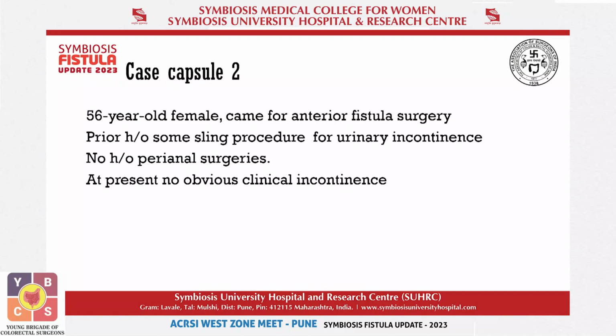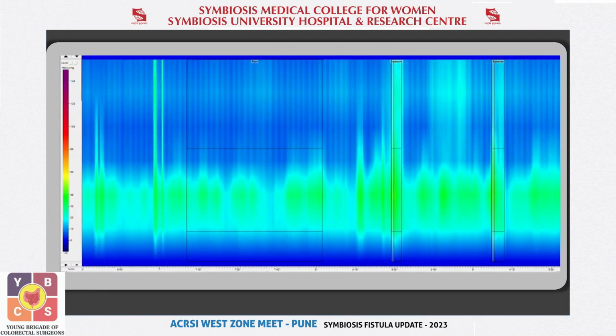Then the next case, a 56-year-old female patient. She came for fistula surgery, anterior fistula surgery. She had a prior history of sling procedure for urinary incontinence following vaginal delivery. And surprisingly, she didn't have any history of perianal surgery, and at present she is not having any clinical incontinence. We'll just run through her manometry.